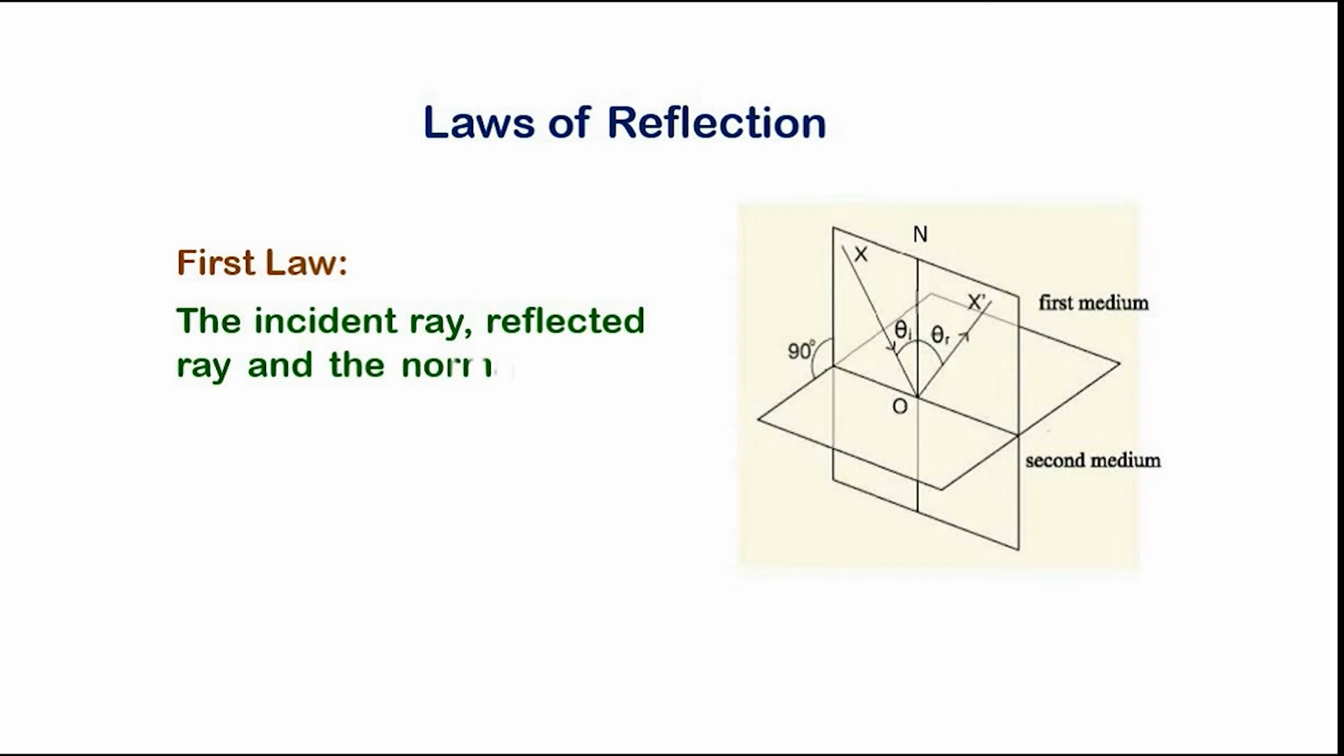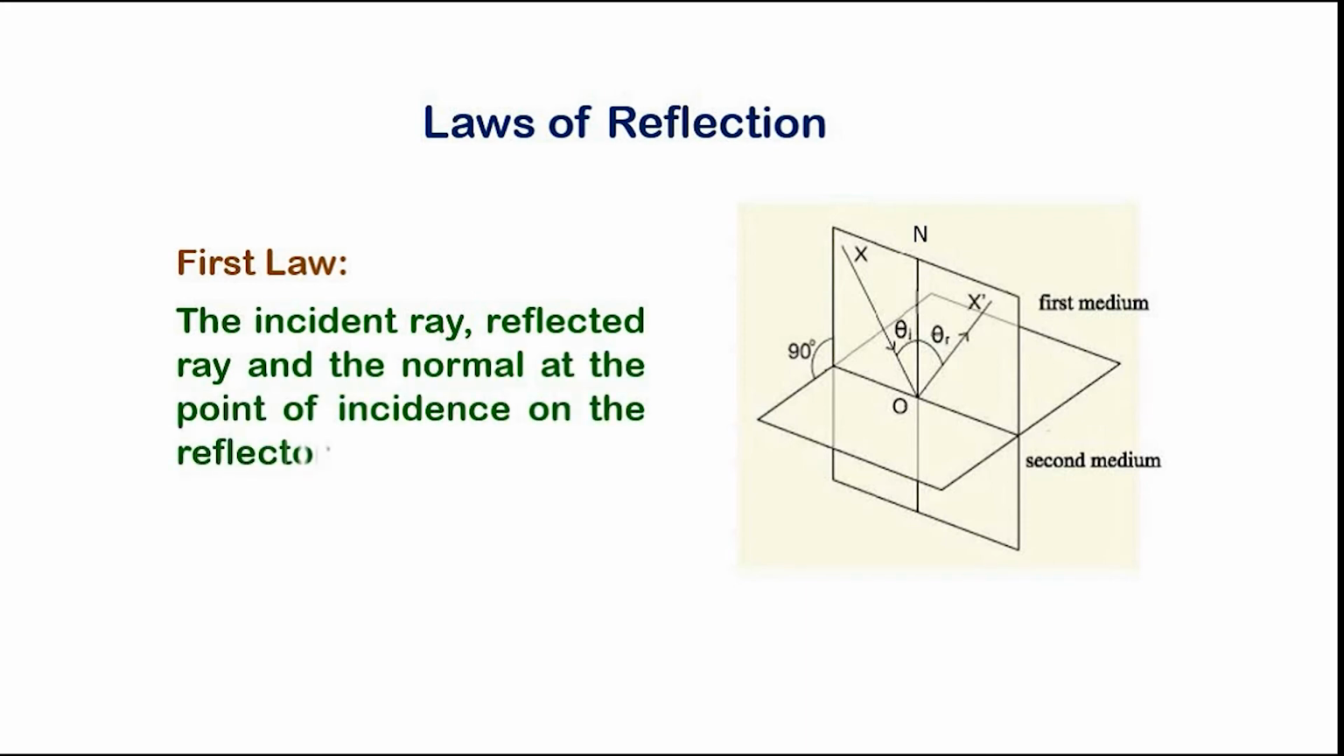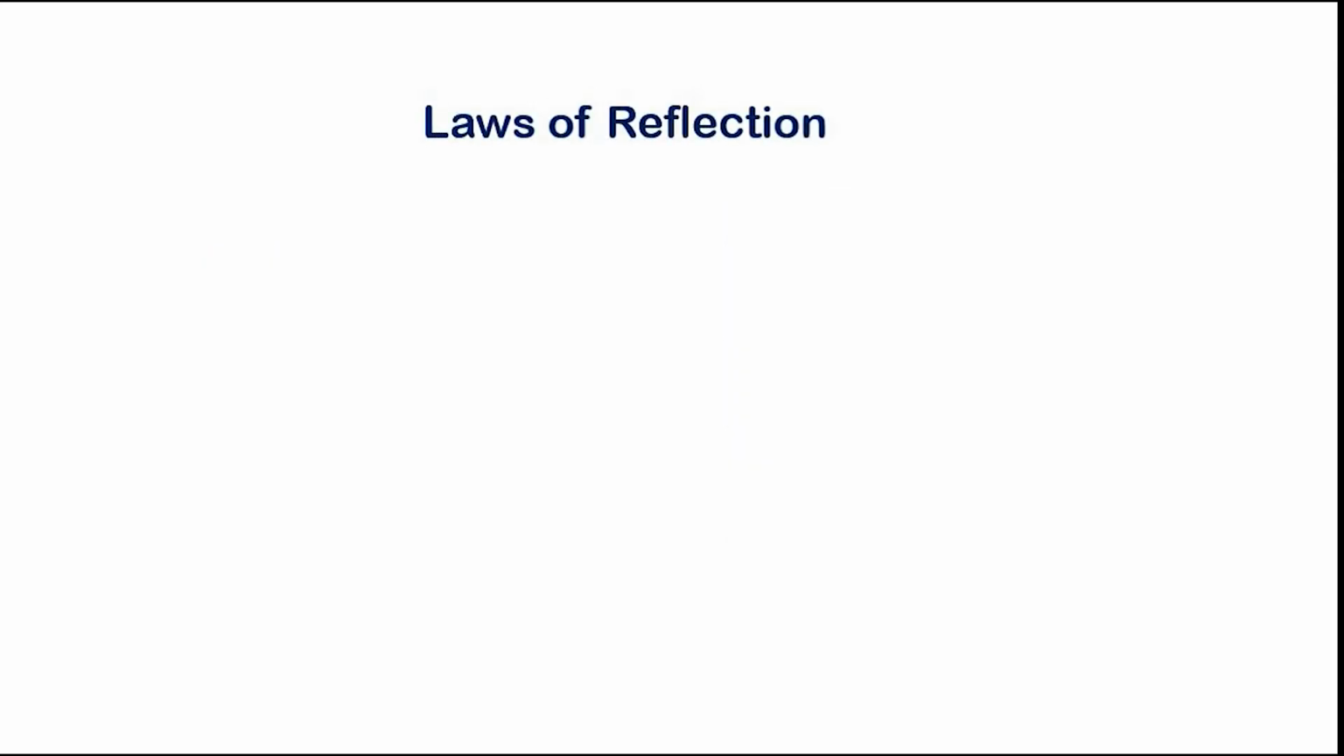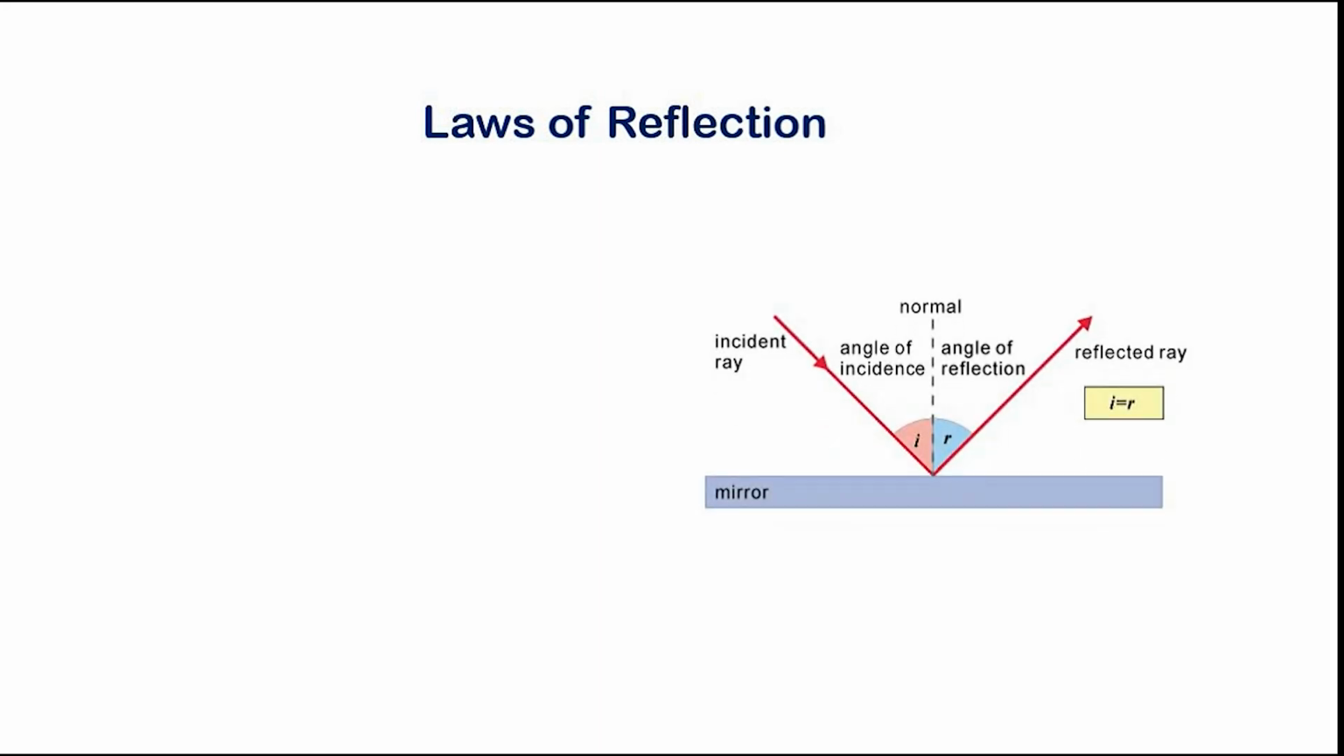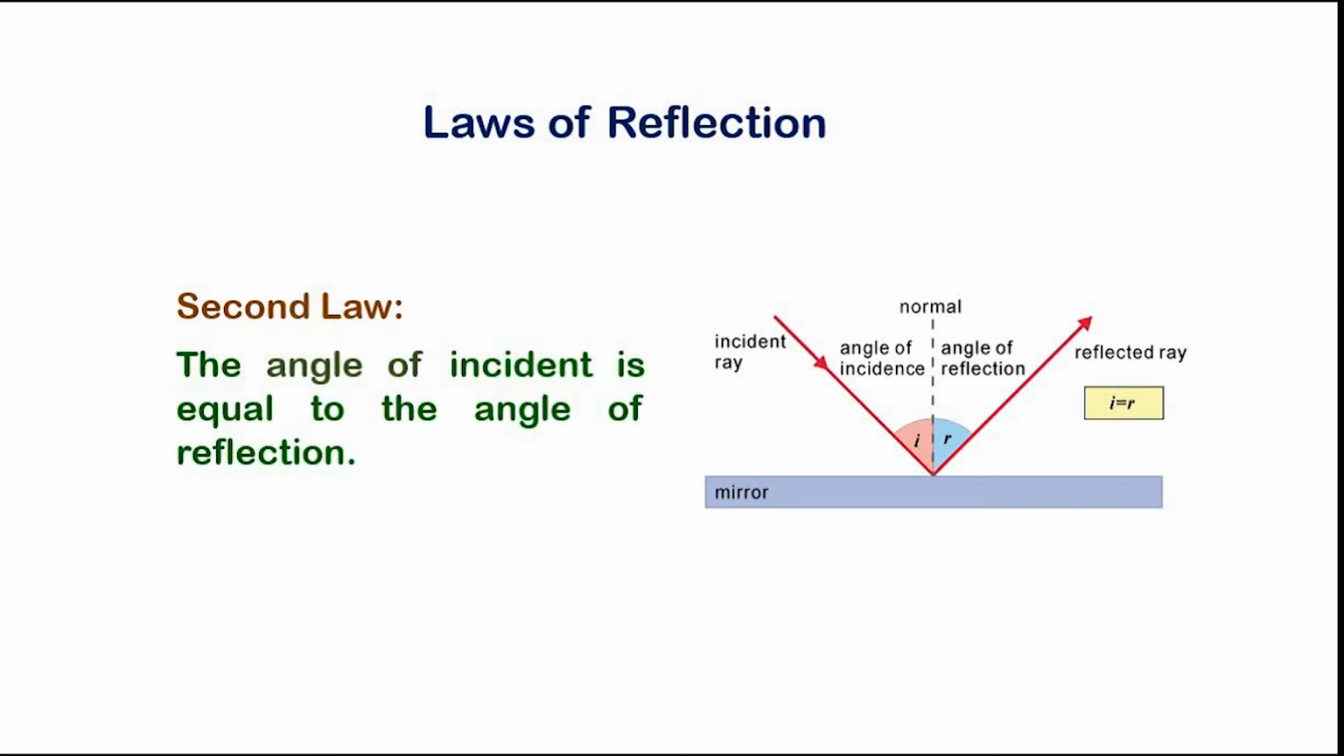First law. The incident ray, reflected ray and the normal at the point of incidence on the reflector lie in the same plane. Here, XO is the incident ray, OX prime is the reflected ray and NO is the normal at point O, and they all lie in the same plane. Second law. The angle of incidence is equal to the angle of reflection. From the figure we see that I is the angle of incidence and R is the angle of reflection. According to the second law, I equals R.